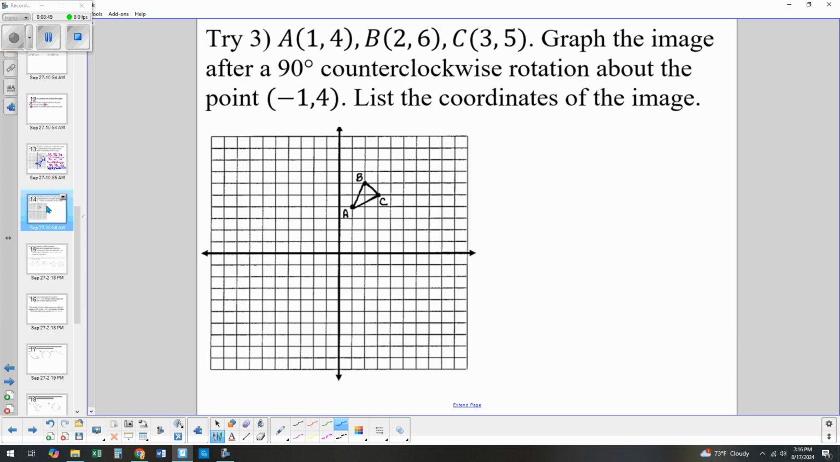Here is a try problem. I would highly recommend trying this one. Pause it if you'd like now. The answers are posted online.